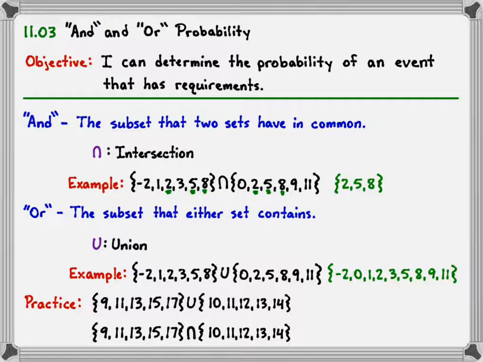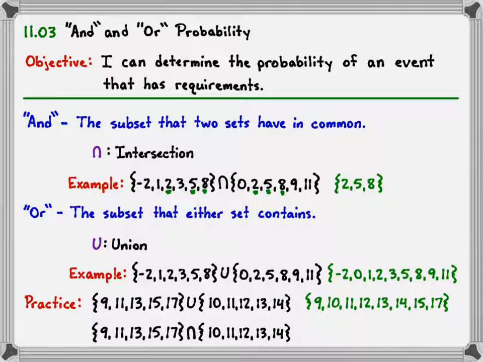For the first one, we are looking for the union of 9, 11, 13, 15, 17, and 10, 11, 12, 13, and 14. So here I'm looking for the union, I'm looking for the or, so I'm going to list anything that is in this first set or in this second set. So you're going to get anything that's listed basically, you're just not going to repeat it. So we got 9, 10, 11, 12, 13, 14, 15, and 17.